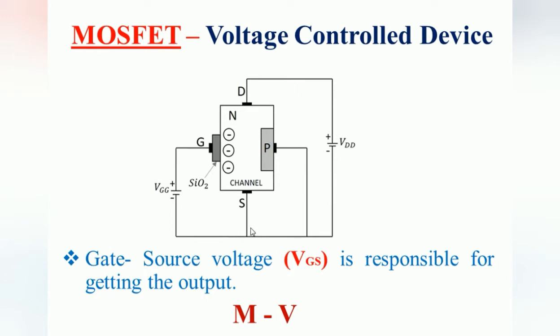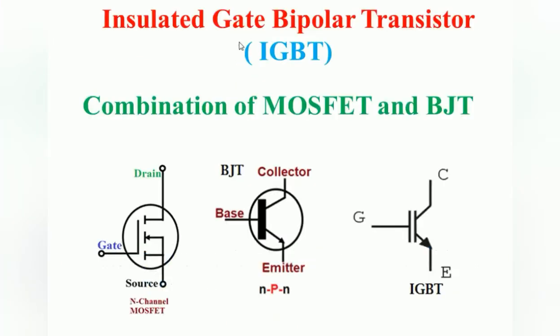So that's why it is called a voltage control device. Output depends upon the input voltage, so it is called a voltage control device. M is the first letter of MOSFET, and after M we get the alphabet V. So the MOSFET is a voltage control device. Next one, IGBT, insulated gate bipolar transistor.